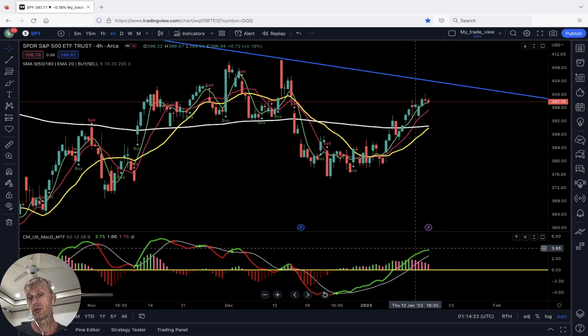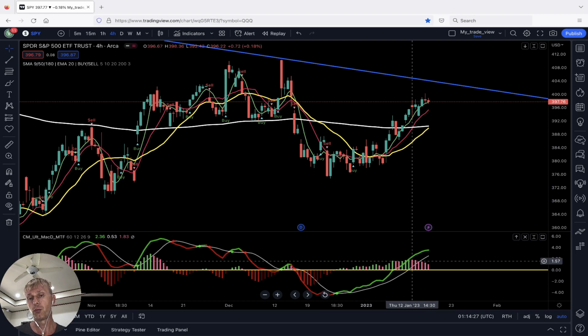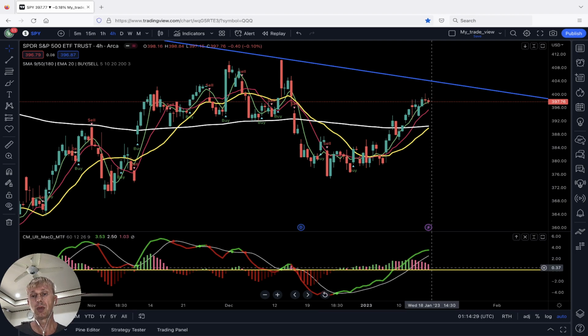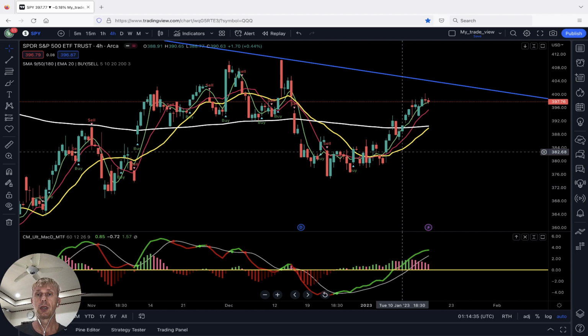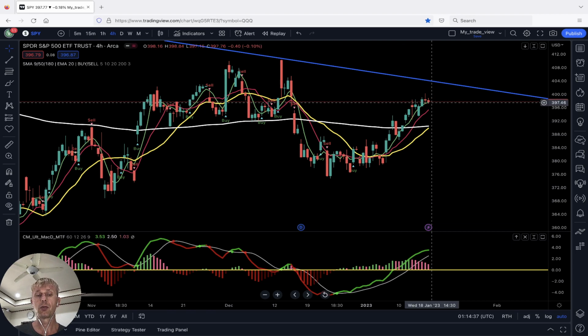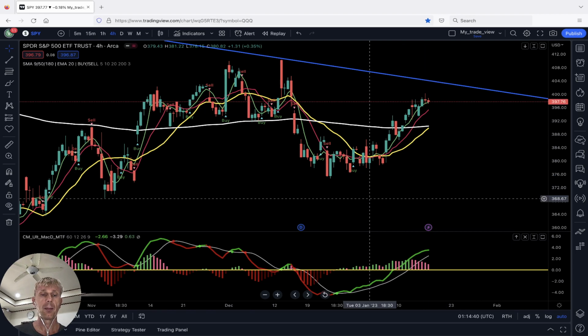And the MACD kind of changed direction. The histogram is already red. It changed direction. It changed to pink. Not red yet, but it's already pink. Changing direction on 4 hours for SPY. But still bullish. Still bullish. No crossover, no confirmation, right?